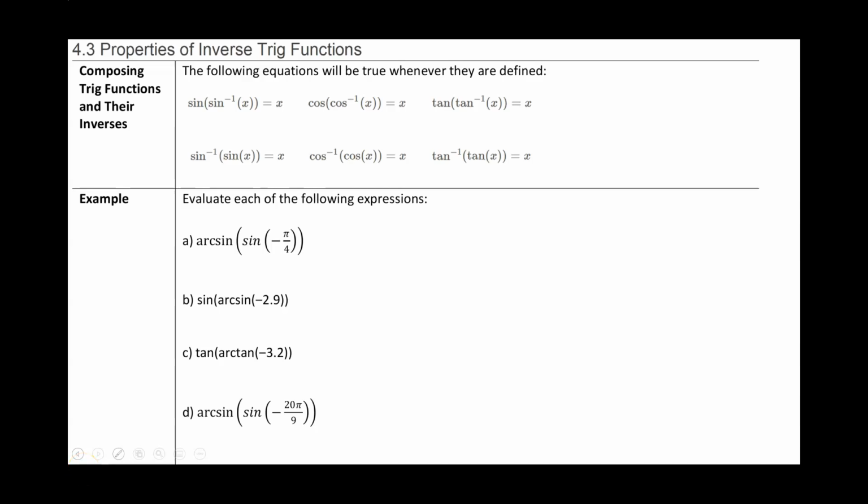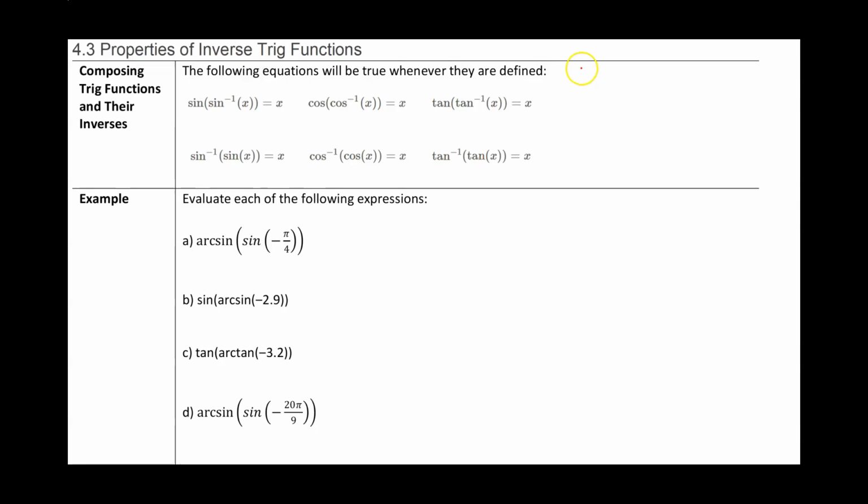In this section, we will talk about the properties of inverse trig functions. So remember that sine and inverse sine undo each other. So sine of inverse sine of x is x, cosine of inverse cosine of x is x, tangent of inverse tangent of x is x. Same goes when you have inverse sine of sine, inverse cosine of cosine, inverse tangent of tangent.